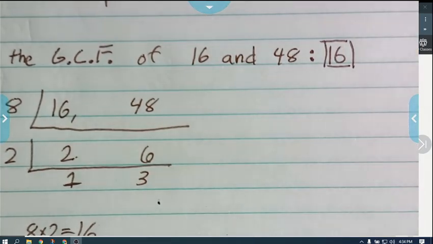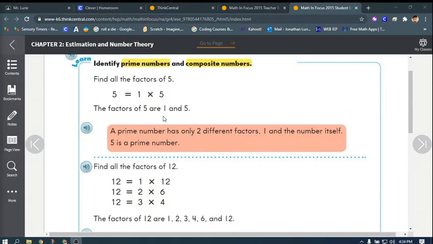Hot diggity dog. Number 21 is probably pretty self-explanatory: identify prime and composite numbers. Well, let's get it over with because we're so close to being done. So identify prime numbers and composite numbers. Those are vocabulary words, very important.